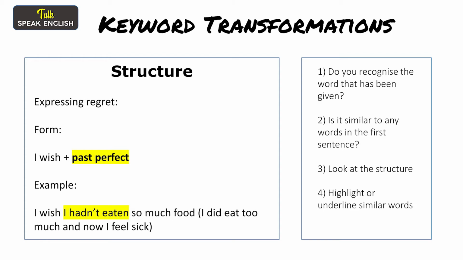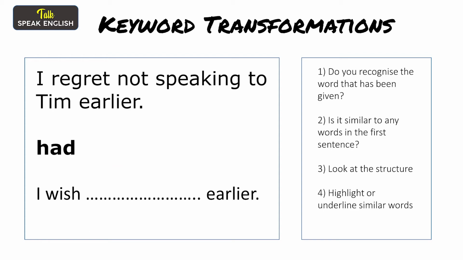So let's apply this to our example. We know now that we need to use the past perfect, and we already have part of the past perfect as the clue, the word "had". Now what we need to do is find the verb and put it in the past participle form. The verb in the sentence that is obvious is the verb "speak". If we go back to our verb table, we know that it is speak, and then in the past simple is spoke, and the past participle is spoken. "I wish I had spoken."